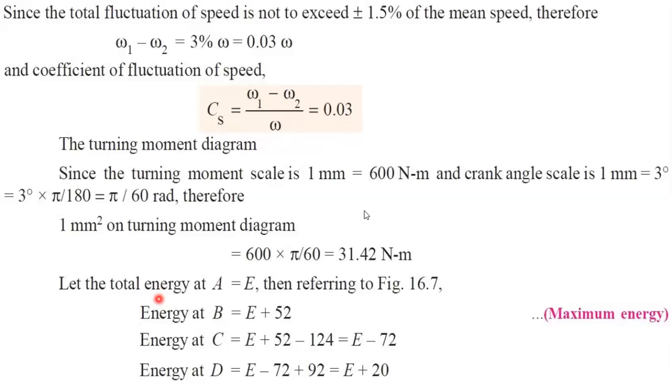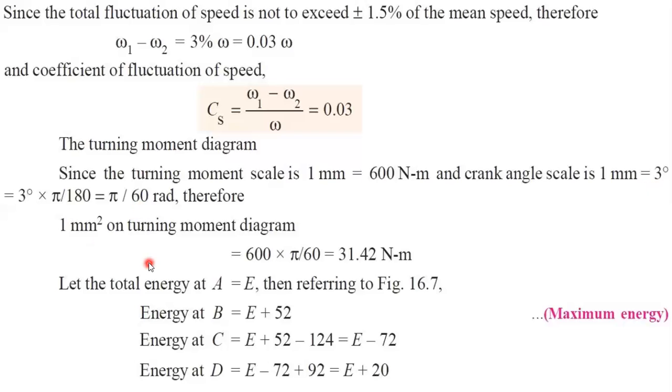Next we're going to go for the scaling. The scaling they have given clearly: 1 millimeter is equal to 600 Newton meter, and crank angle is 1 millimeter equal to 3 degree. So convert this degree into radians. So 3 into pi by 180, so you'll be getting pi by 60 radians.